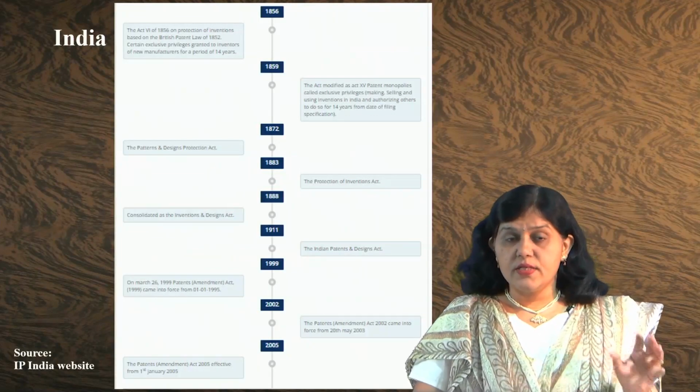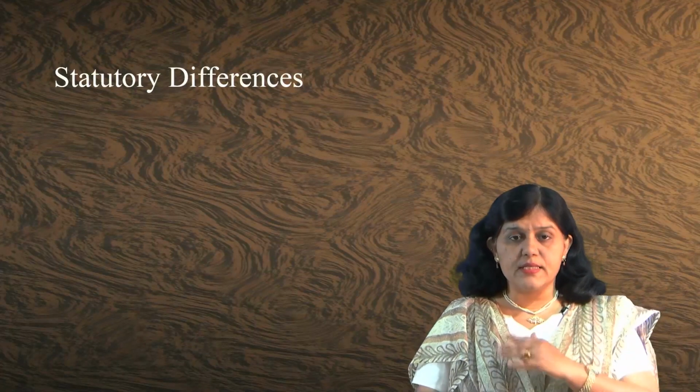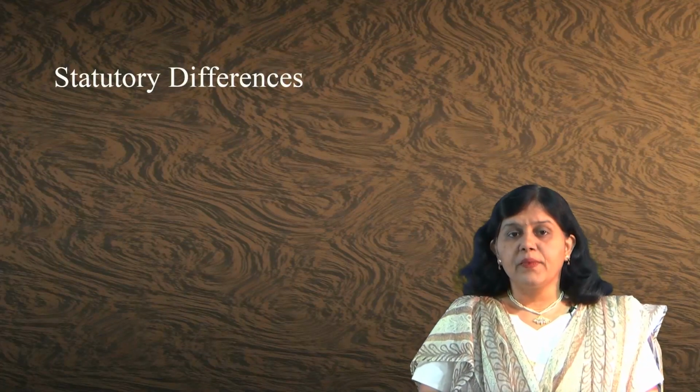So, now after seeing this, for three jurisdictions, India, the USA and the European Union, which has 38 countries, we will see the statutory differences among these different countries.